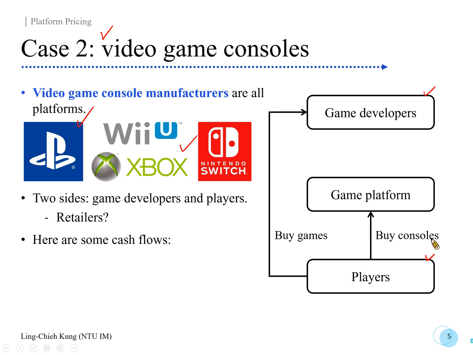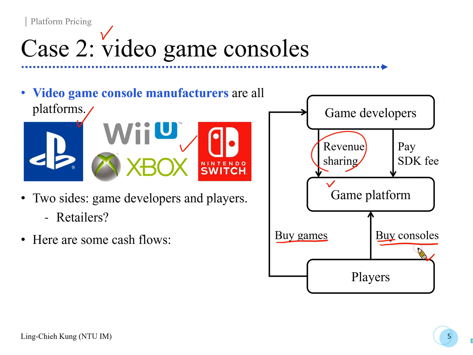So first, if you are a buyer or a player, you're going to buy consoles. So you first pay something to get that particular machine. You bring that back to your home, and that means you join the platform. And then you're going to buy some games. When you buy some games, you pay those game developers, and once that happens, the game developers are going to share revenues with the game platforms.